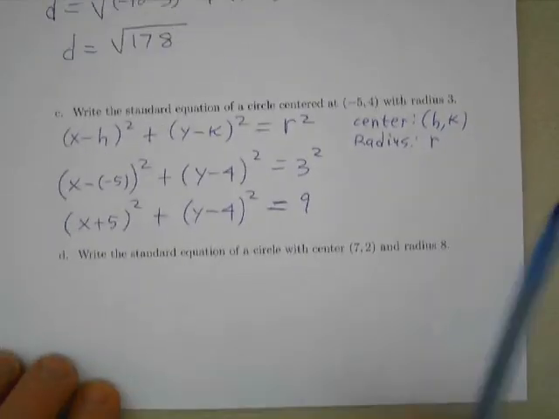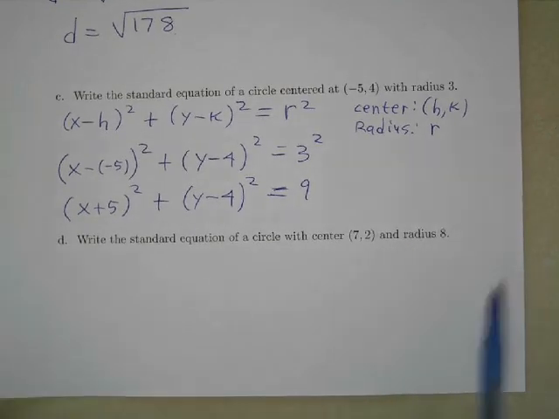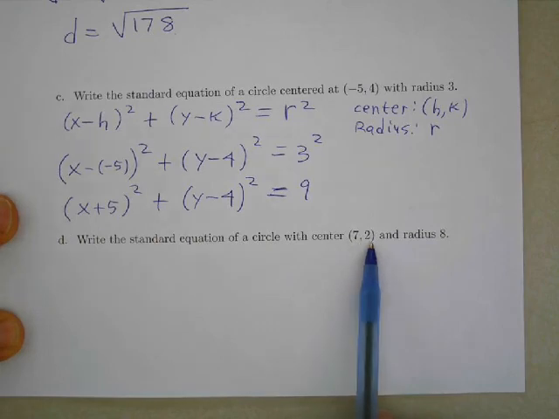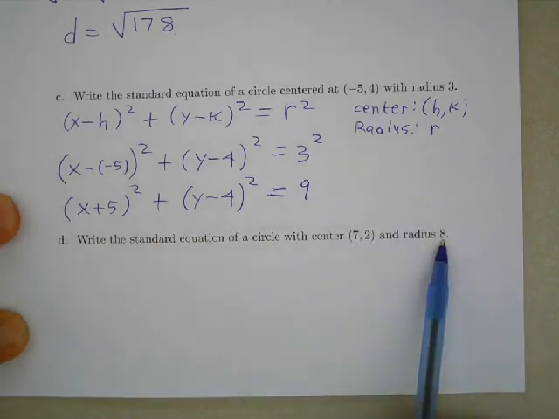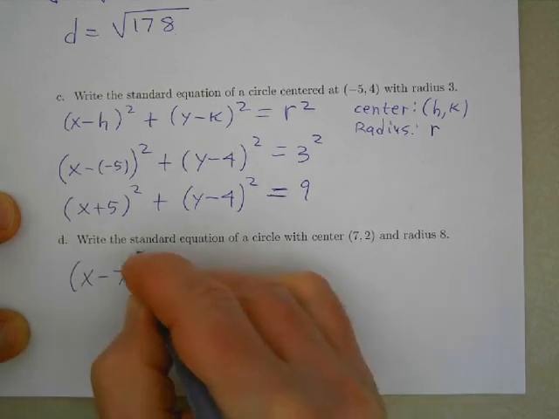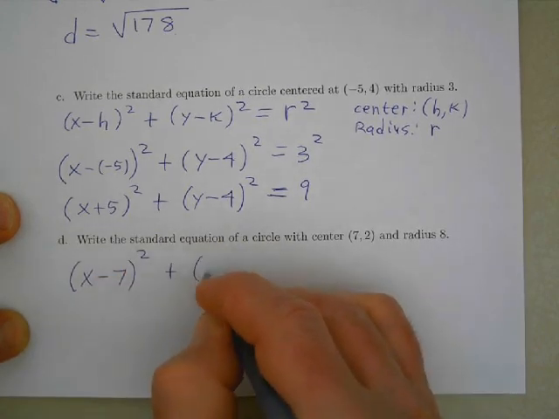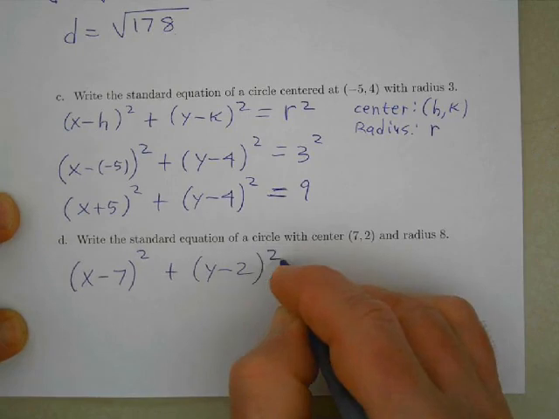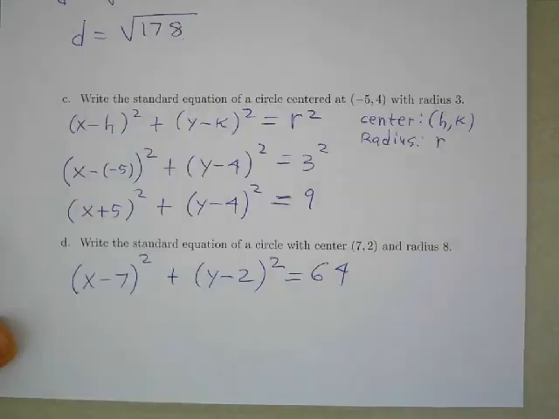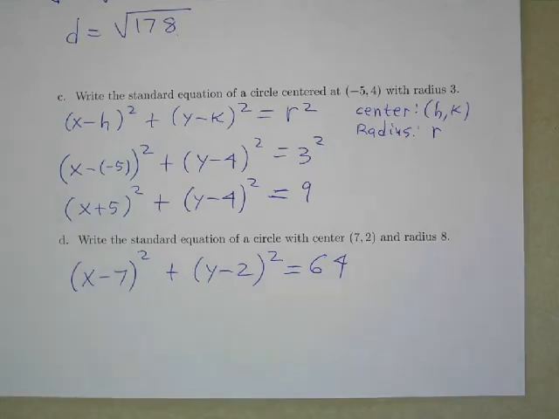Okay, the next one is the same kind of exercise. This time the circle is centered at (7, 2), and the radius is 8. So we'll just write x minus 7 squared plus y minus 2 squared equals 8 squared. I'll just write 64 since that's what you get when you square 8.